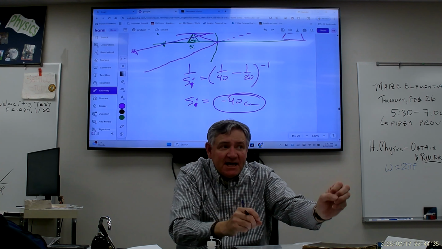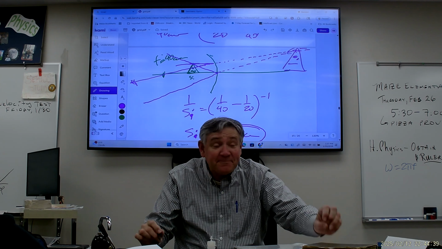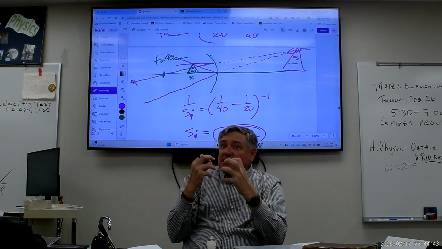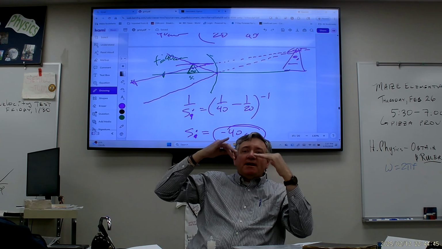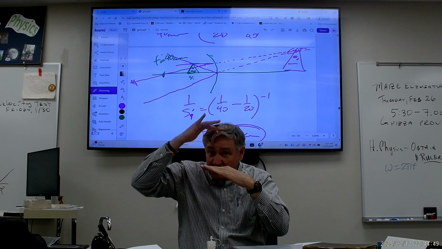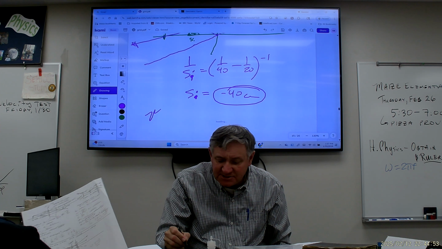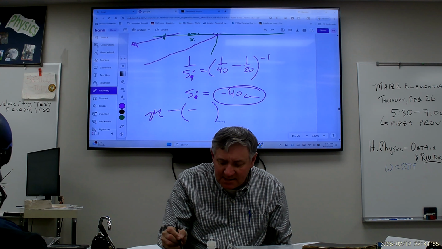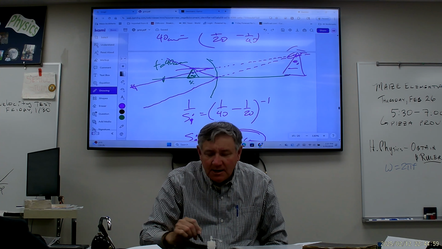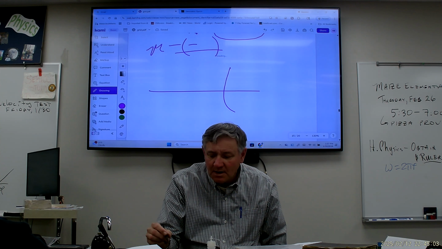So what's my magnification going to be? Positive. Big positive. This is your makeup mirror. You're inside the focal length. You're creating a positive image, an upright image. So when you do your magnification, you have a negative of a negative, which makes it positive, and it is upright. Nice.